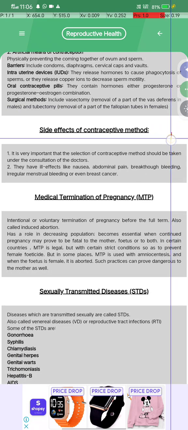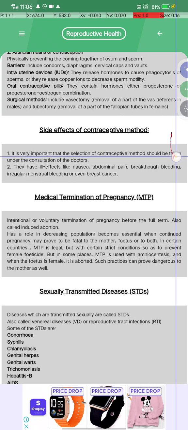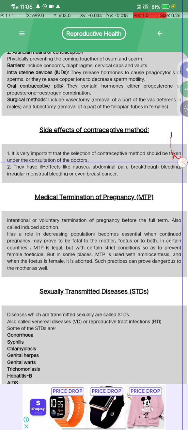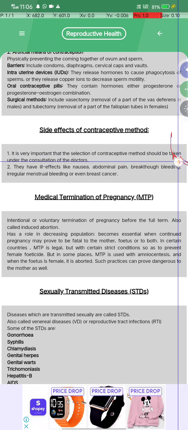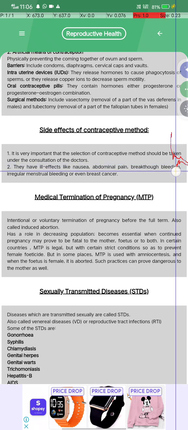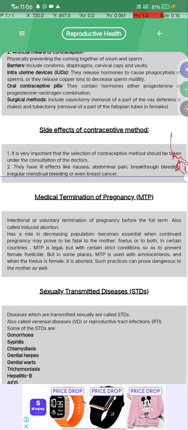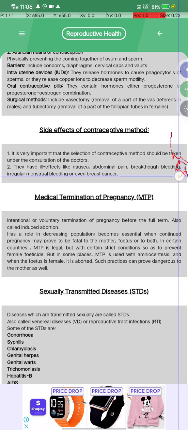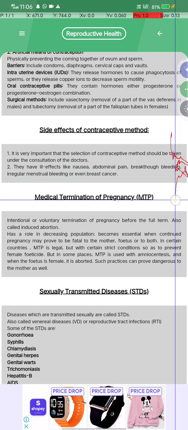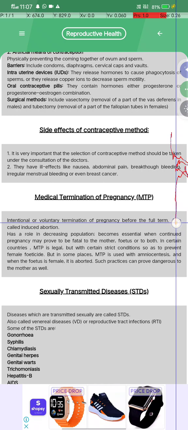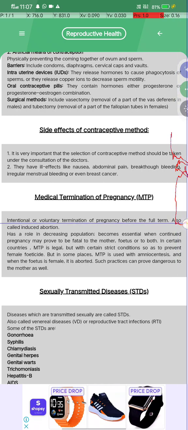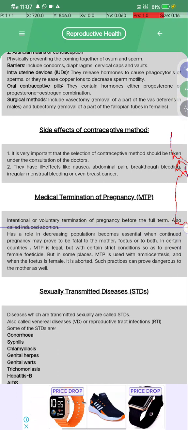Side effects of contraceptive methods: it is very important that the selection of the contraceptive method be taken under the consultation of a doctor. They can have ill effects like nausea, abdominal pain, breakthrough bleeding and irregular menstrual bleeding, or even breast cancer.